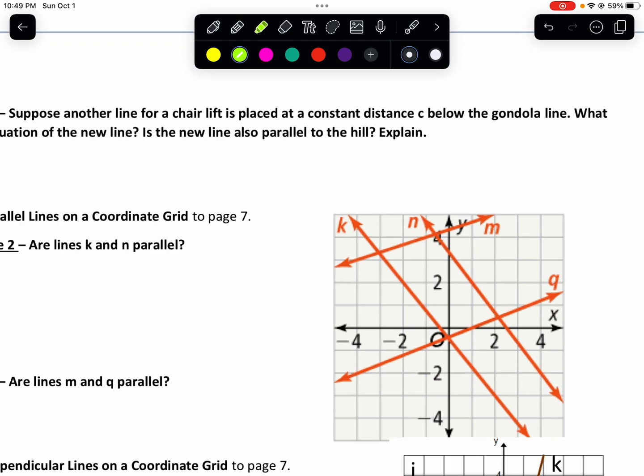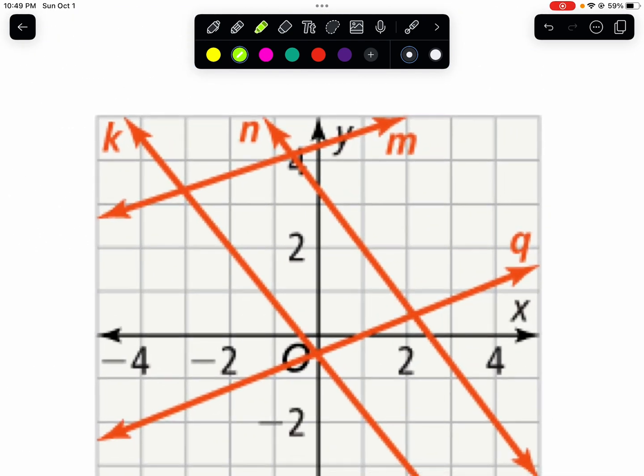All right. Are any of these lines parallel? Well, it definitely looks like lines K and N are parallel, and it looks like M and Q are parallel. But how do we know? Well, we don't. We need to actually find out if they're parallel, and in order to do that, we're going to find out the slopes of those lines. So take a second to draw some slope triangles.